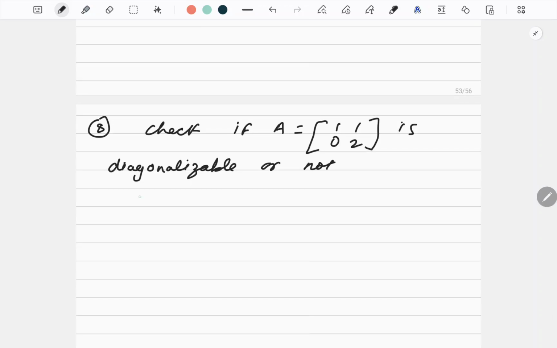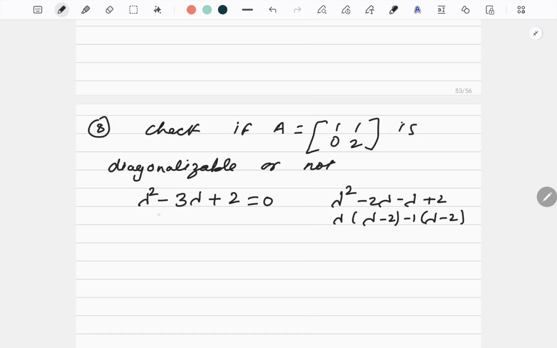So let us do this one. What will be the characteristic equation? Lambda square minus P1 lambda, P1 means 2 plus 1, 3. Then plus P2, P2 means determinant value, that is 2, is equal to 0. Now lambda square, 2 factors of 2 whose sum is 3, so minus 2 lambda minus lambda plus 2. If you take lambda common, lambda minus 2, minus 1 times lambda minus 2. So lambda is equal to 1 and 2.